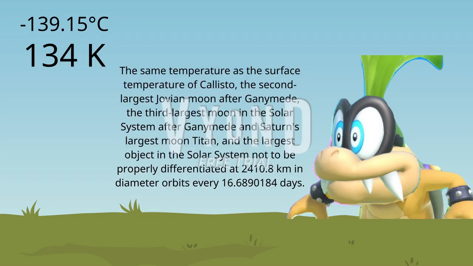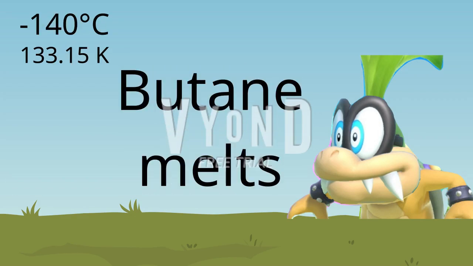The same temperature as the surface temperature of Callisto, the second largest Jovian moon after Ganymede, the third largest moon in the solar system after Ganymede and Saturn's largest moon Titan, and the largest object in the solar system not to be properly differentiated at 2,410.8 kilometers in diameter, orbits every 16.689018 days. At minus 140 degrees Celsius, butane became a liquid.